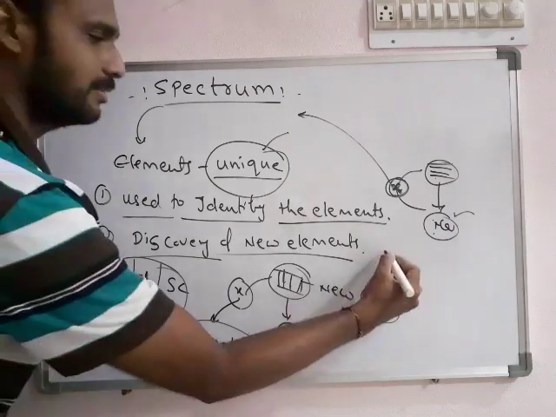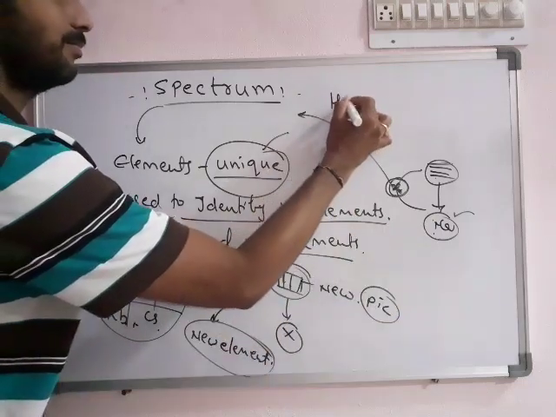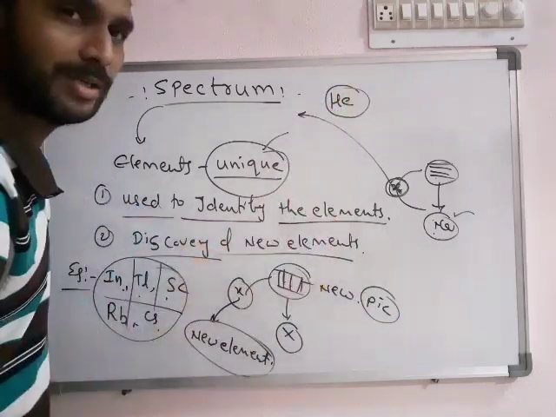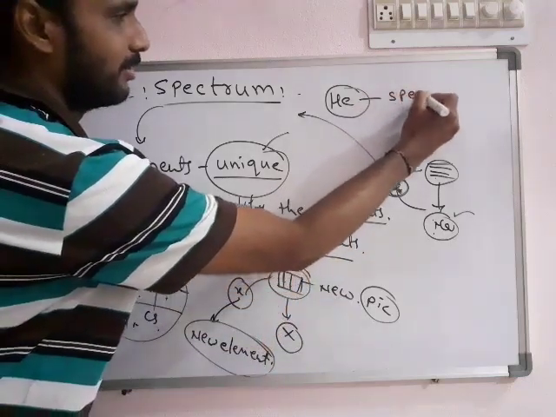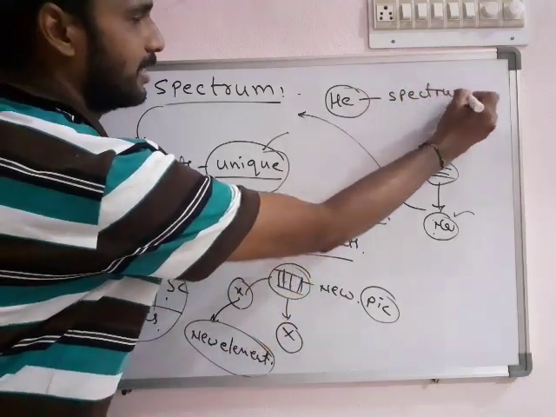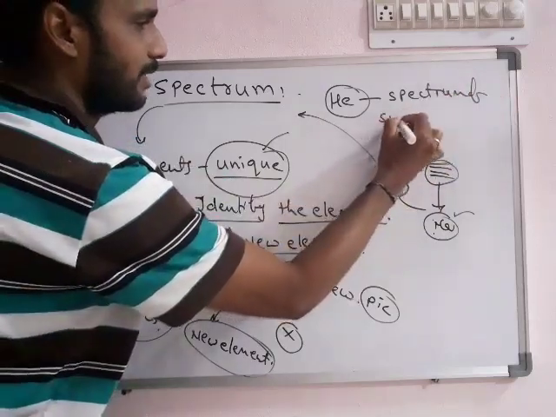Even the gas helium, the noble gas, we know was also discovered with the help of spectra, but in the spectrum of sunlight.